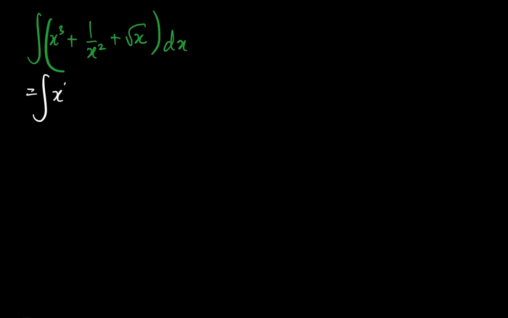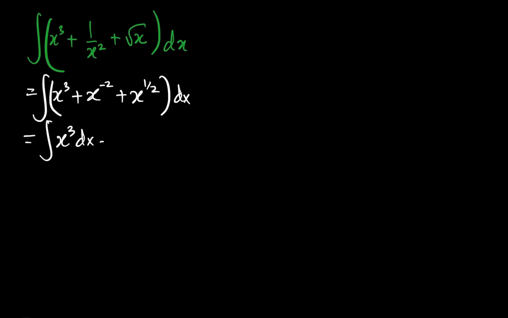Imagine we have an integral with the integrand being x cubed plus 1 over x squared plus square root of x, all dx. What you're going to end up getting, we're going to rewrite this, is going to be equal to the integral of x cubed plus x to the power negative 2 plus x to the power half, all dx. And then we said that we integrate them individually. So it's going to be x cubed dx plus x to the power negative 2 dx plus x to the power half dx, in that order.